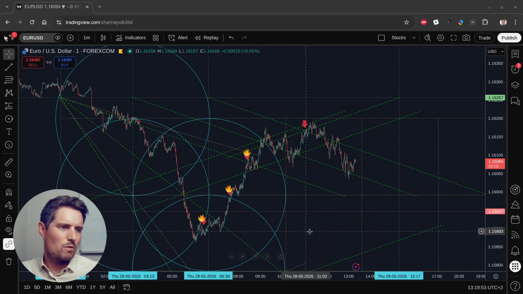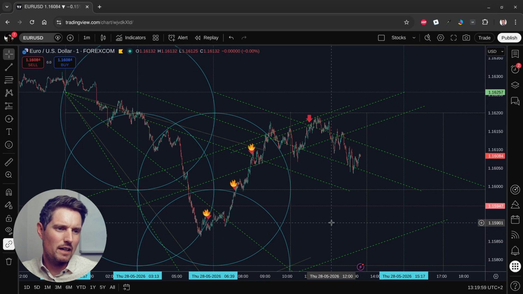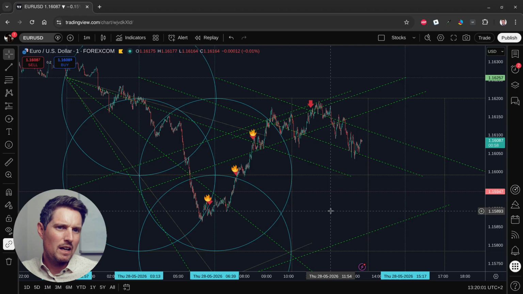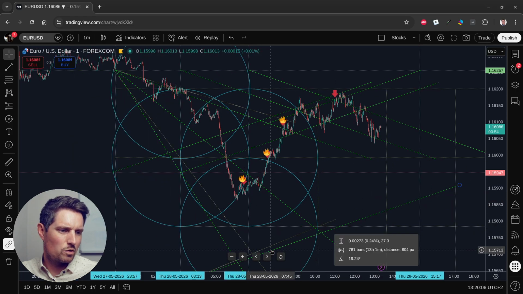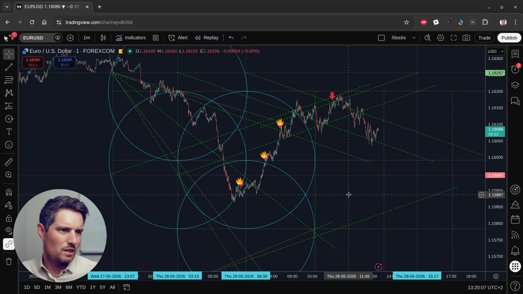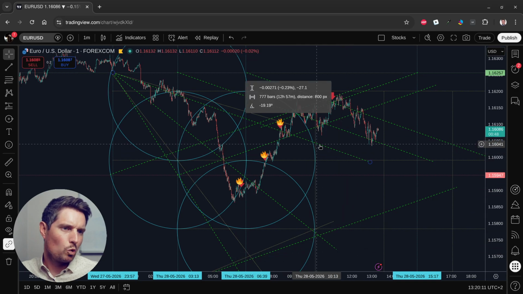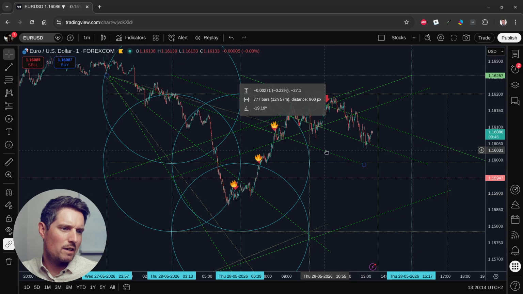All right, guys, welcome back. So the market progressed, and actually not in the way that I had expected. I told you guys this morning that I had expected the market to touch this line and then revert or pull back to this line right here.